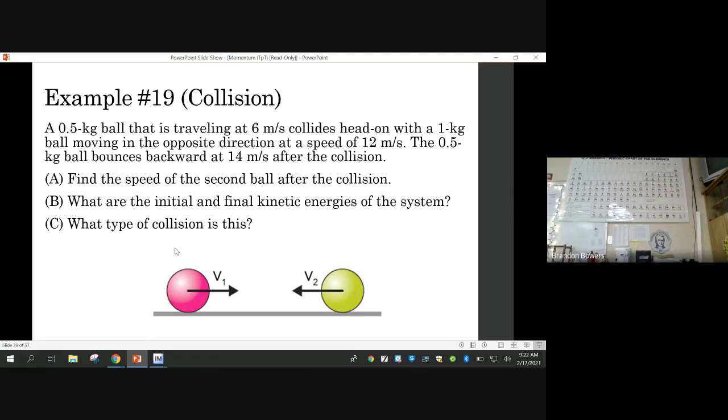All right. So part B, let's check this out. It says, what are the initial and final kinetic energies?